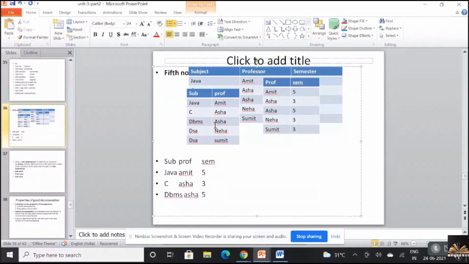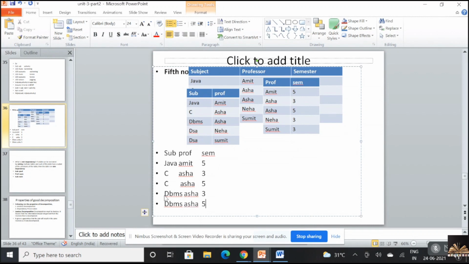Then I'm going with the third row. Third row again Asha is there. Asha is again here, same value 2 times is there. So what is happening again, ma? Again this would be repeated. Here it is C, not DBMS. C, Asha, followed by semester is 3. Then DBMS, Asha, and semester is 5.